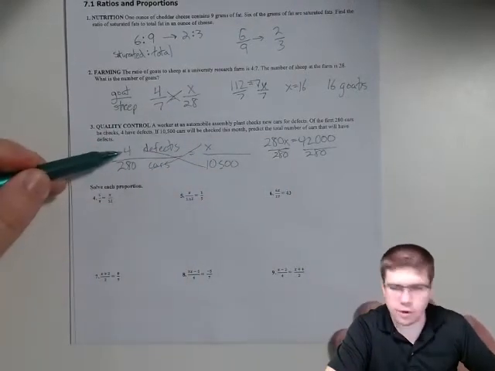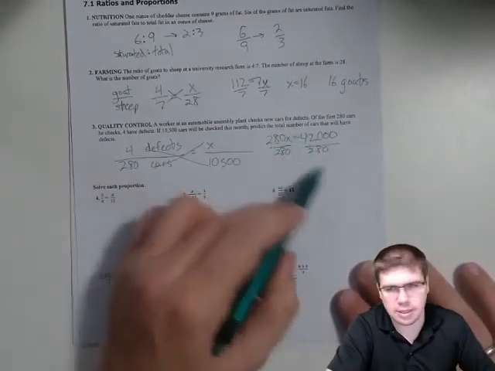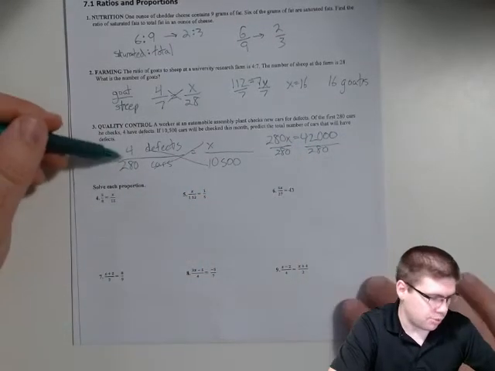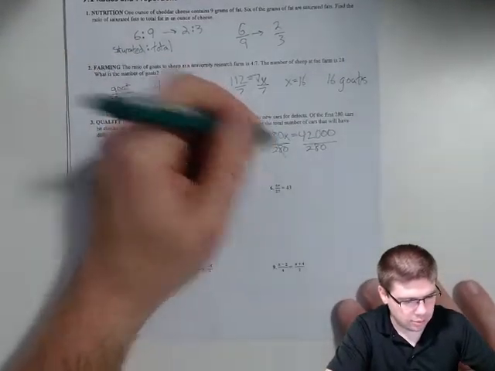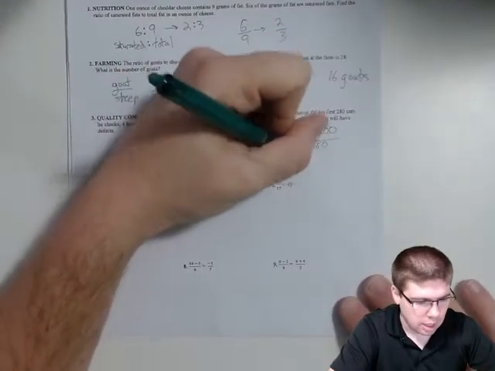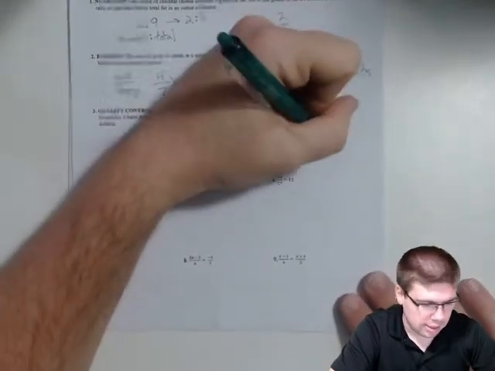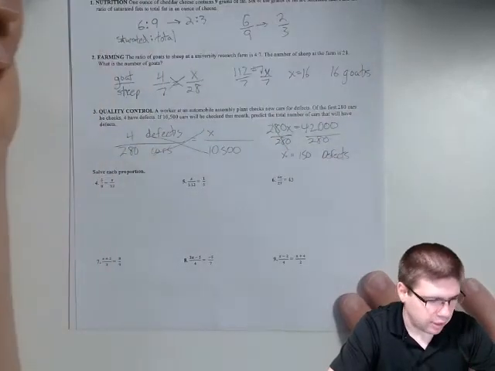We could have reduced that fraction 4 out of 280. We could have simplified that, but it's not necessary. It makes the numbers a little smaller. So an option you could go through, we could reduce that fraction. Anyways, here, once we cancel that off, we're getting X is, and this one works out to be 150. And that's defects, and that's the predicted or expected number.